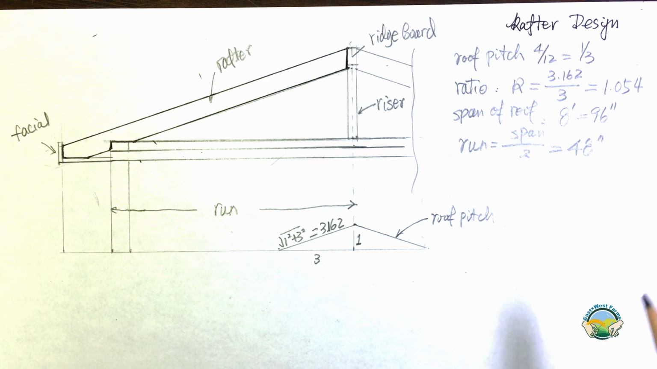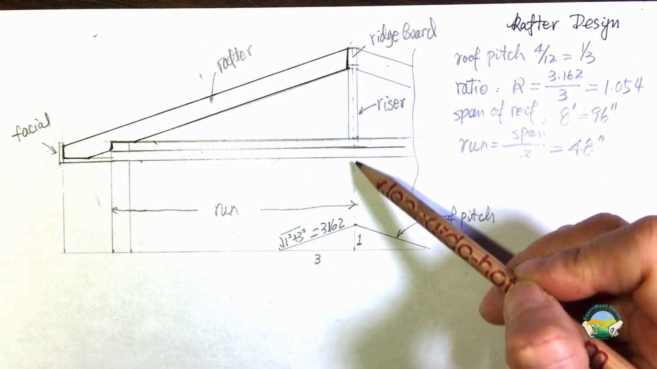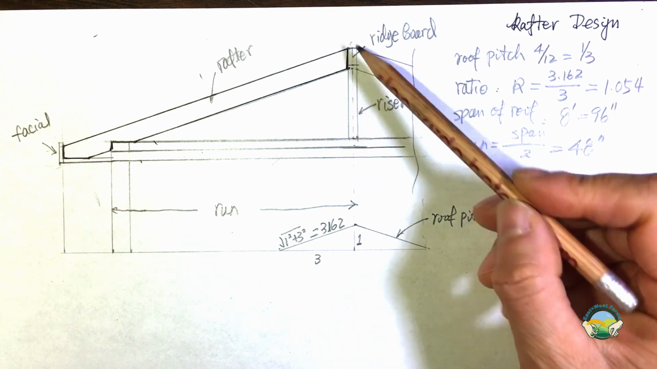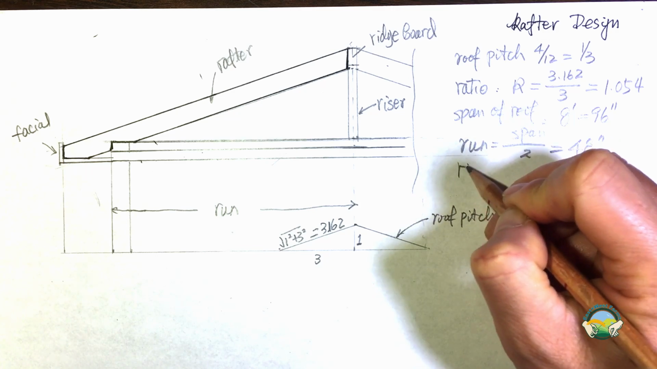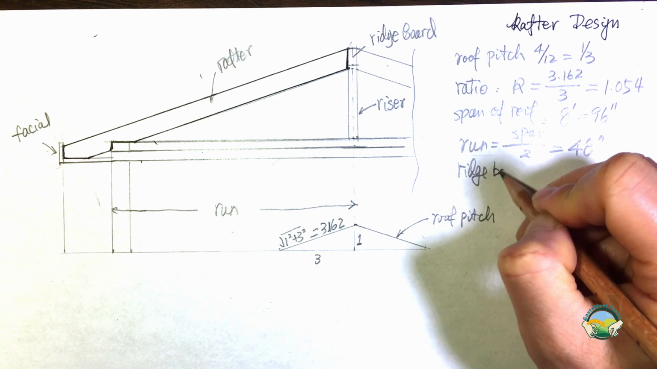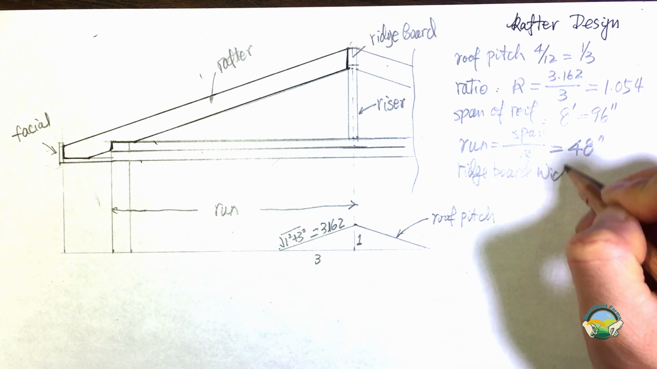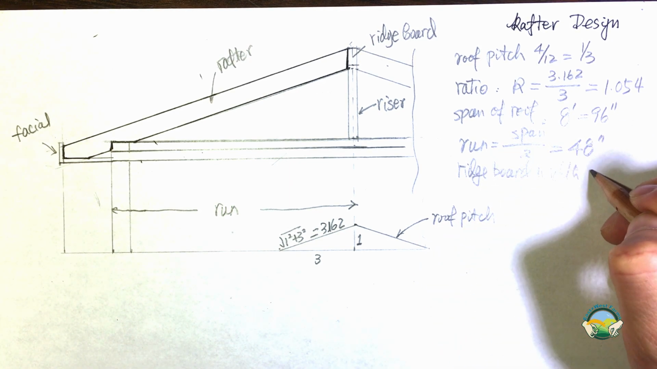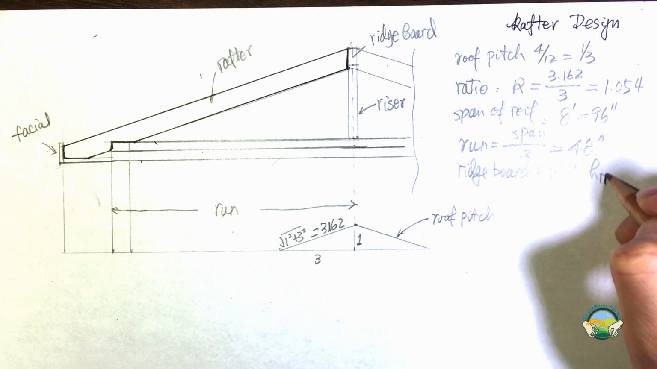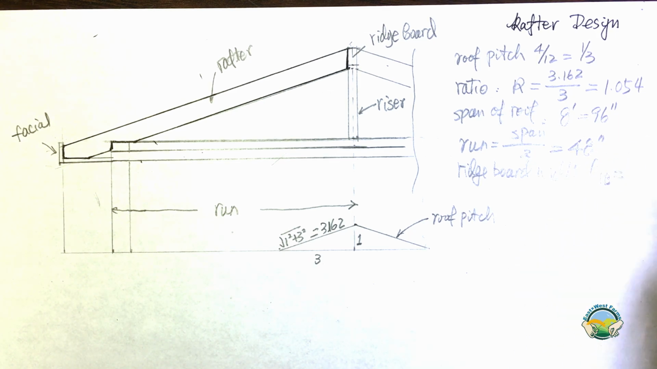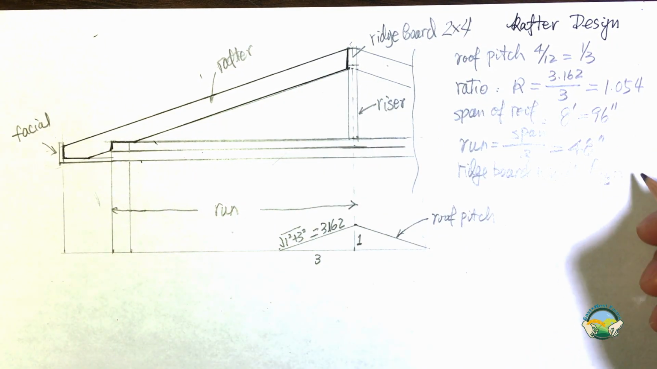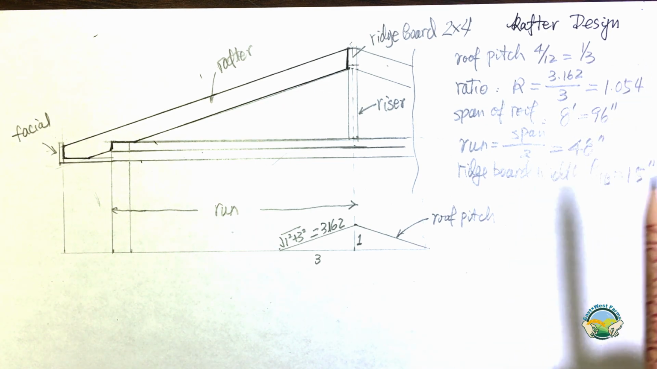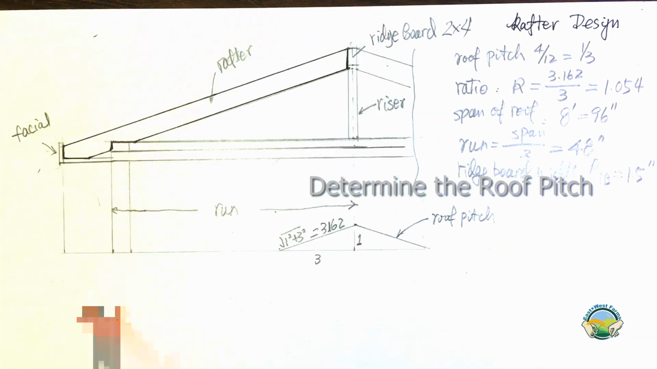Another thing you want to decide is the ridge board and the riser. Of course, they are the same width. So I will call it the ridge board, and I will use HRB, so RB stands for ridge board. In this case, I have a 2x4, and I'm looking at the small dimension. So the actual dimension is 1.5 inches. Once you have that, you can start to design the rafter.